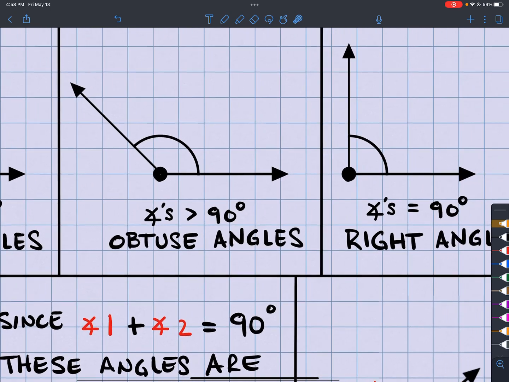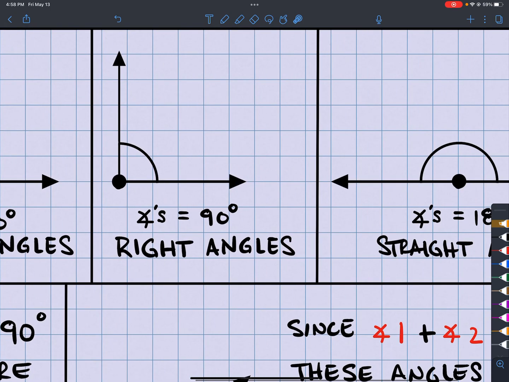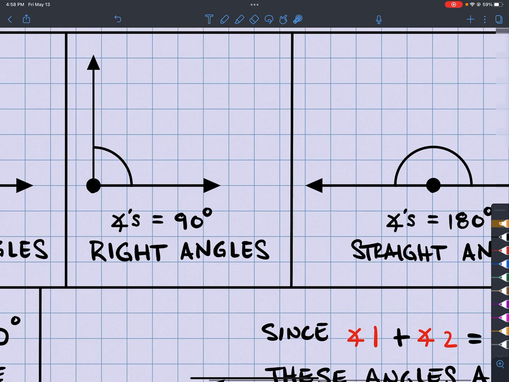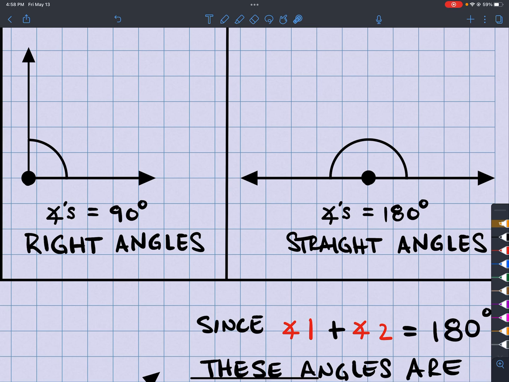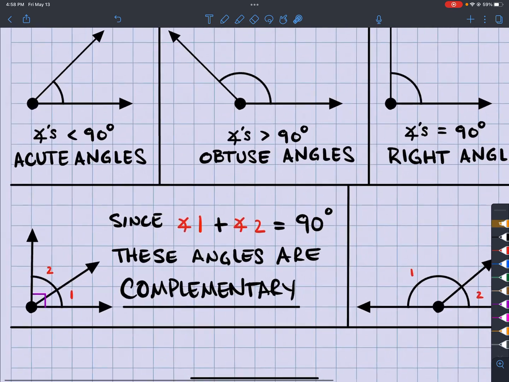Angles that are greater than 90 degrees are obtuse. Angles that create 90 degrees are a right angle. And if the angle creates a straight line, we call it a straight angle. I know, very creative name for an angle that creates a straight line. We call it a straight angle.